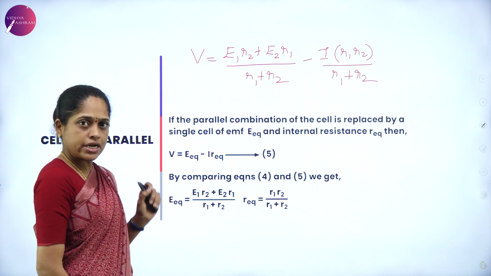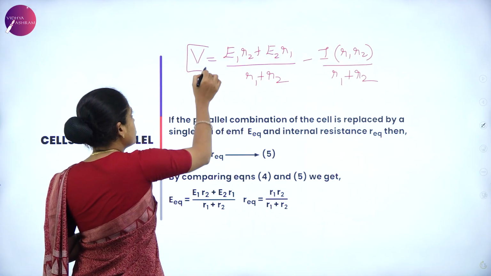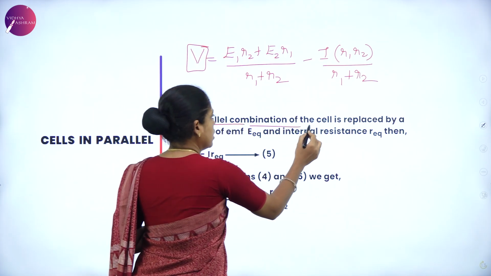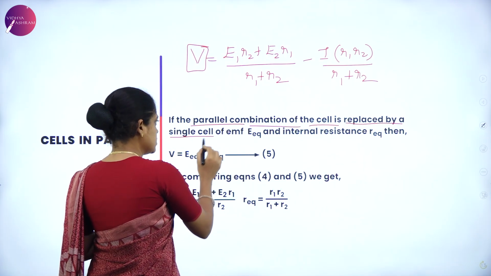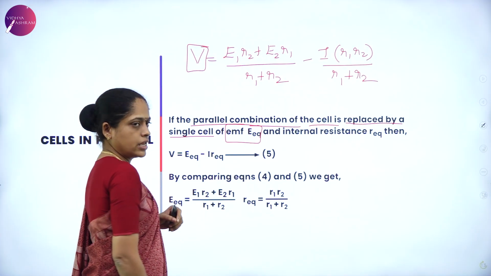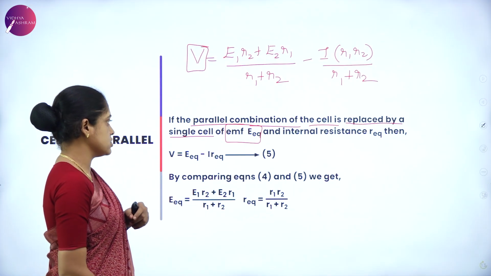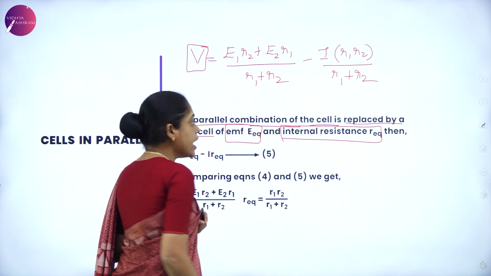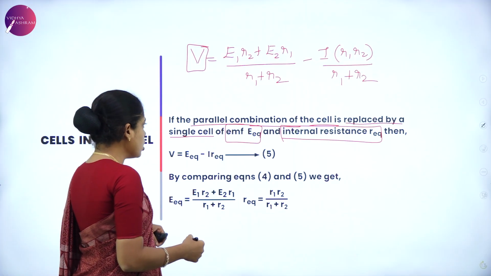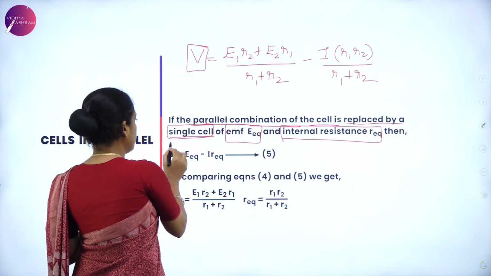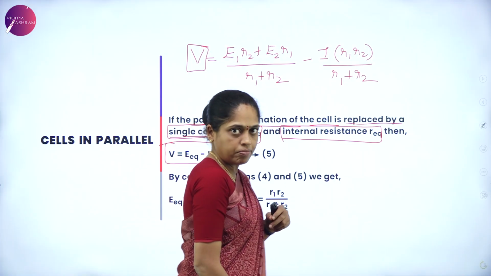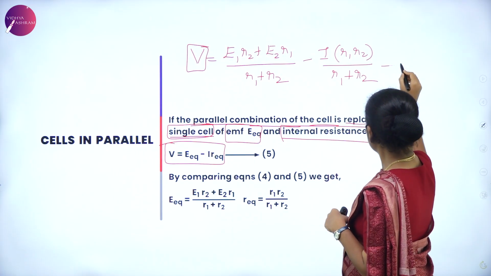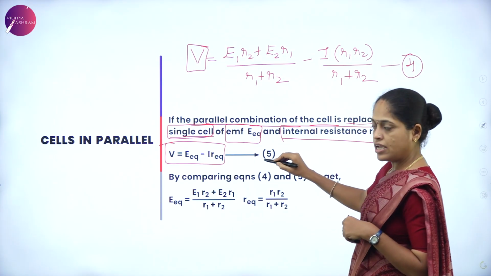Why did I represent this equation in terms of terminal potential difference? Because the two cells which are in parallel are replaced by a single cell, whose equivalent EMF is given by E equivalent and internal resistance is given by R equivalent. And across the single cell, the terminal potential difference is given by E equivalent minus I R equivalent. Consider this equation as 4 and this equation as 5.